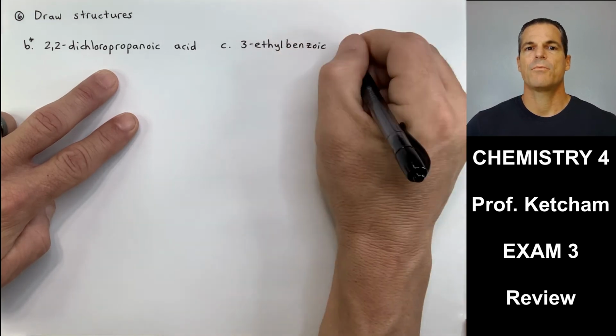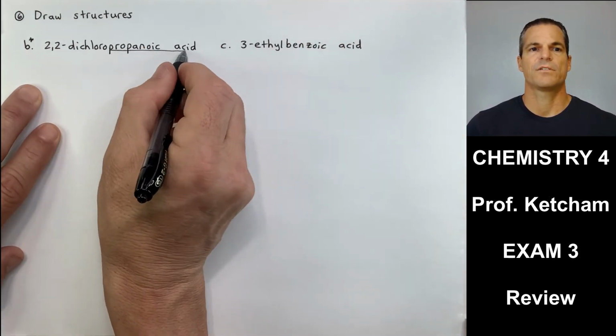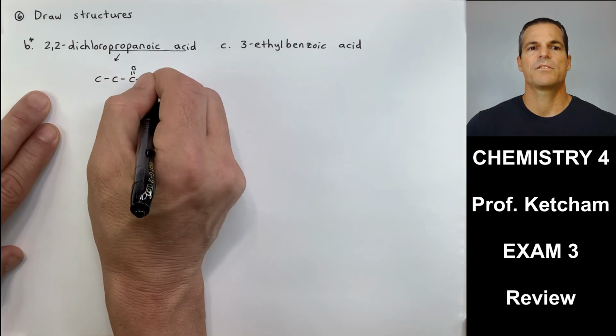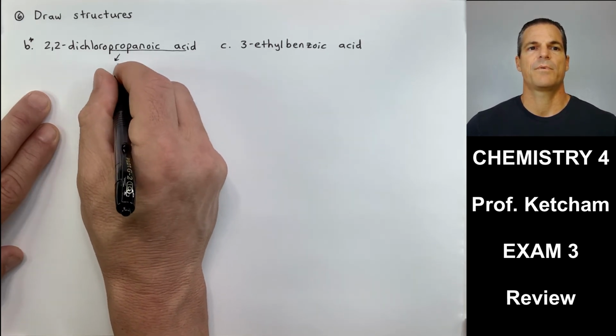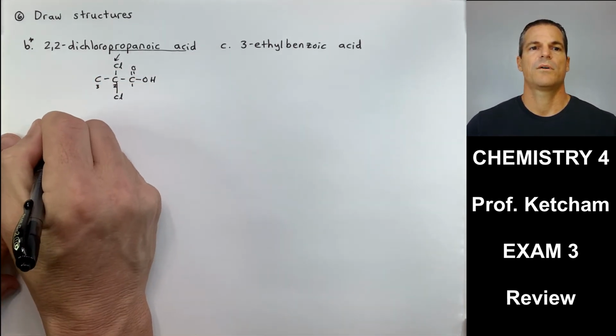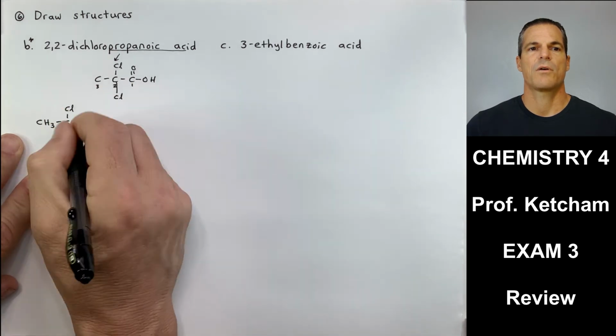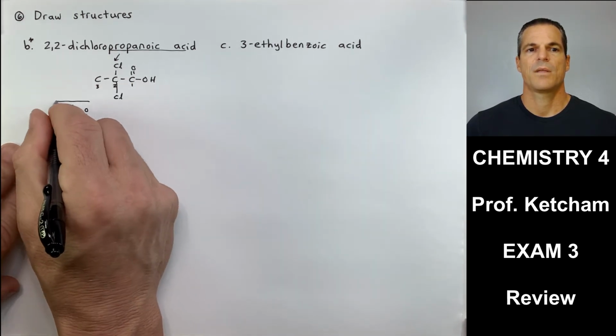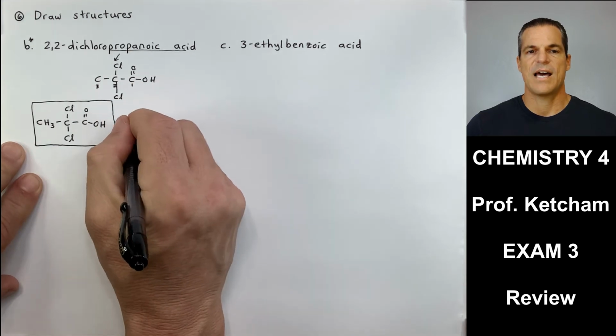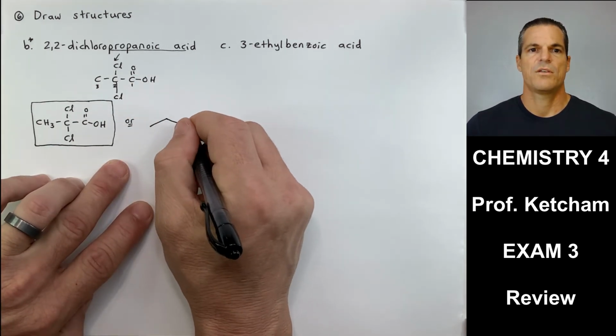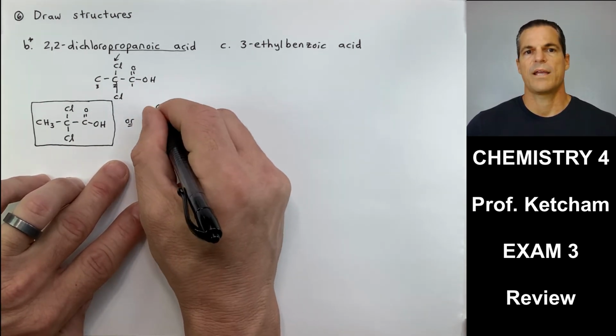C, 3-ethyl benzoic acid. So draw the parent first. Propanoic is 3 carbons. Draw the carboxylic acid. And you know you have to put 2 chloros on 2. So it's going to have the structure I'm putting in the box right here. Or if I draw the line angle structure, you get something in the box to the right.